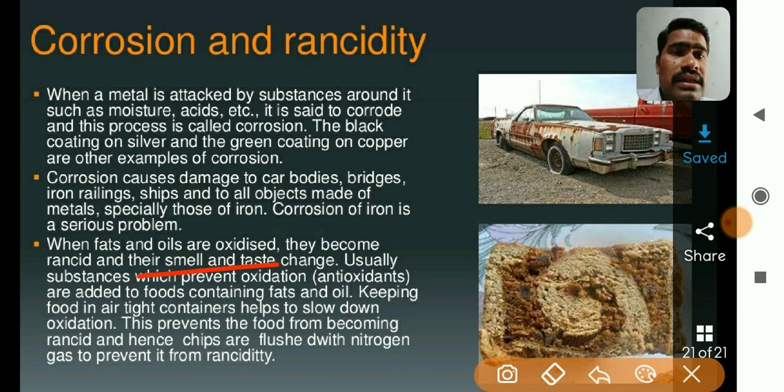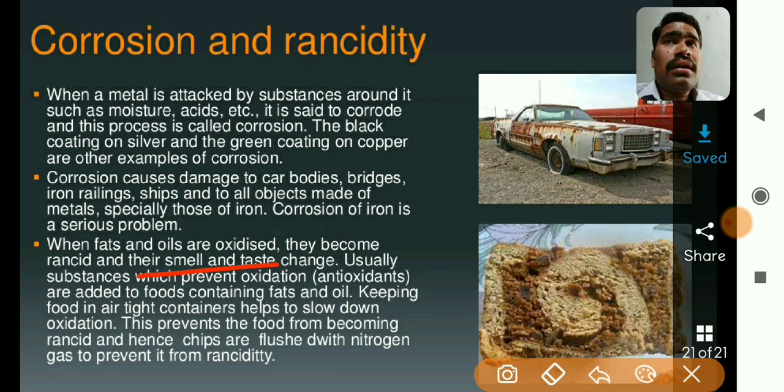That is called rancidity. So usually substances which prevent oxidation, that is antioxidants, are used to preserve food for a long time. For example, oils and food are stored in the presence of chemical preservatives like sodium metabenzoate and sodium metabisulfite. These are the antioxidants which are used to protect oils and fats.